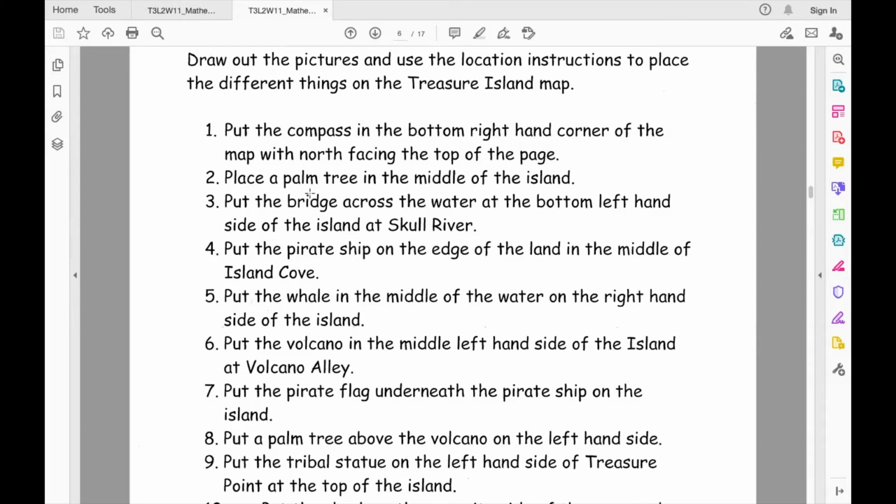Number 2, place a palm tree in the middle of the island. Number 3, put the bridge across the water at the bottom left-hand side of the island at Skull River. Number 4, put the pirate ship on the edge of the land in the middle of Island Cove.